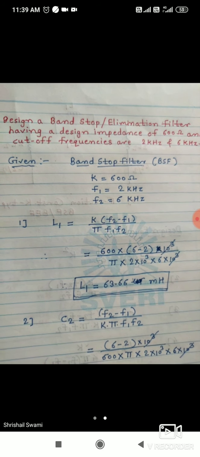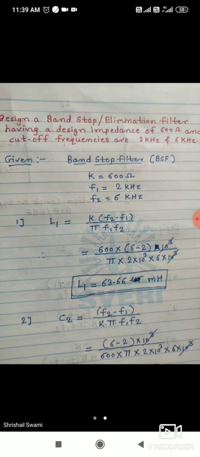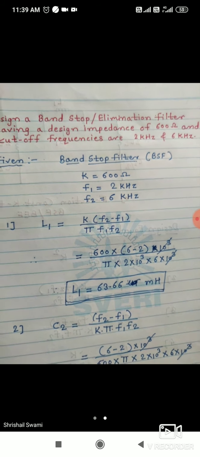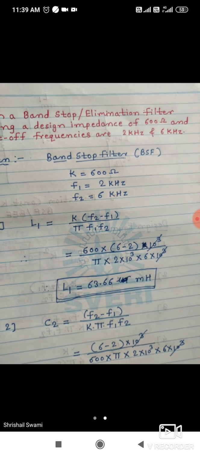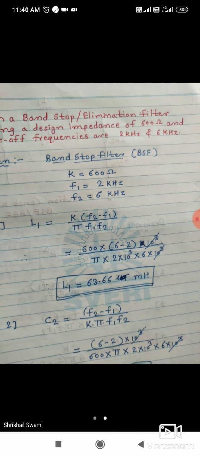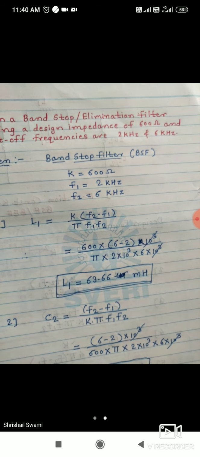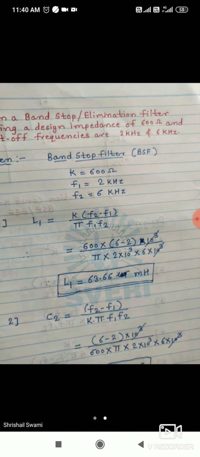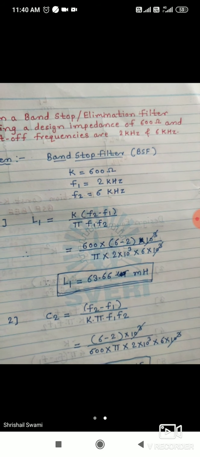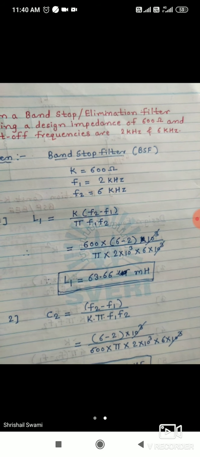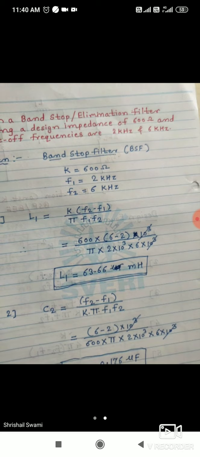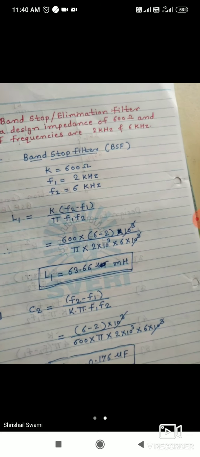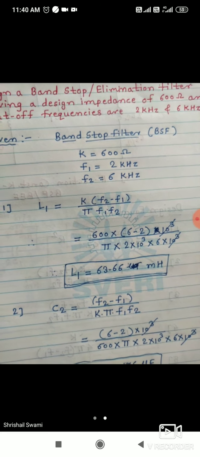So carefully note down what is given in the band stop filter. Next, the value of impedance is given, that we consider as K, that is 600 ohm. Then two cutoff frequencies are given: the lower cutoff frequency F1 and the upper cutoff frequency F2. F1 is equal to 2 kilohertz and F2 is equal to 6 kilohertz. Kilo means 10 raised to 3. So 2 into 10 raised to 3, and 6 into 10 raised to 3.